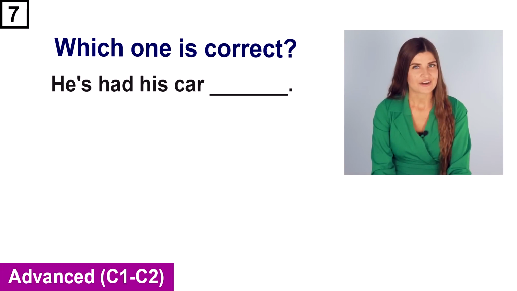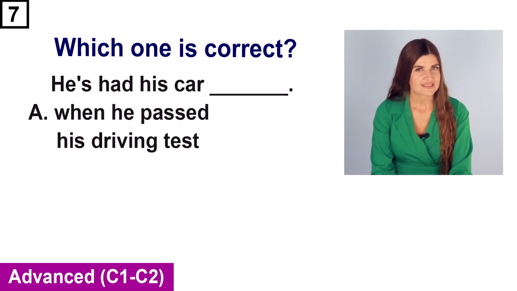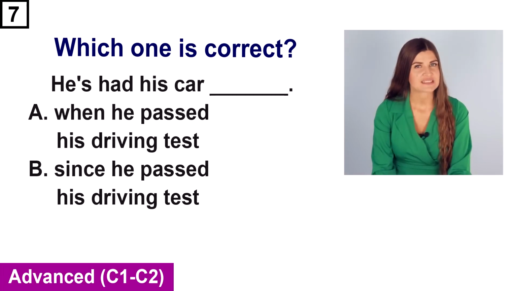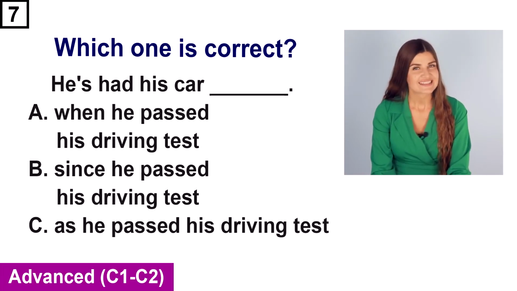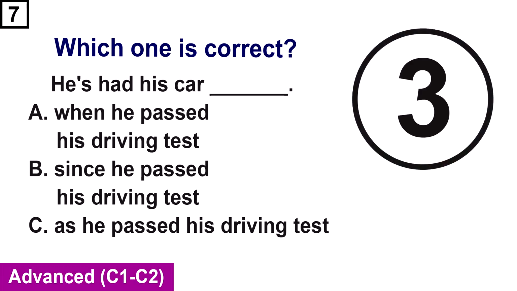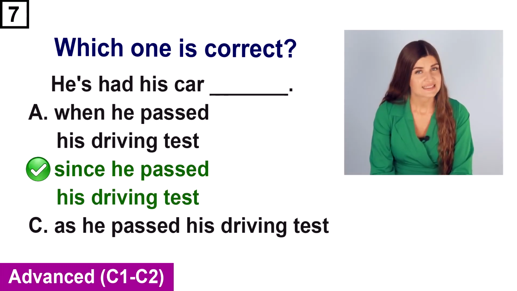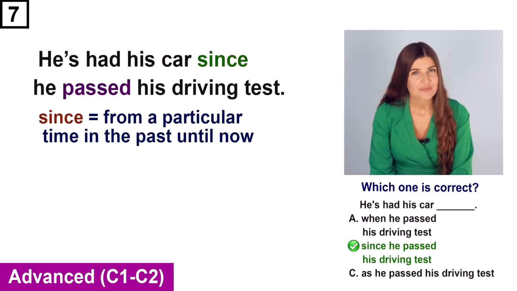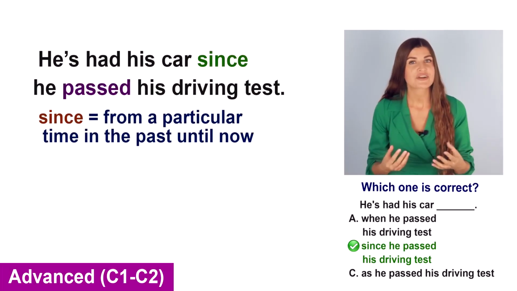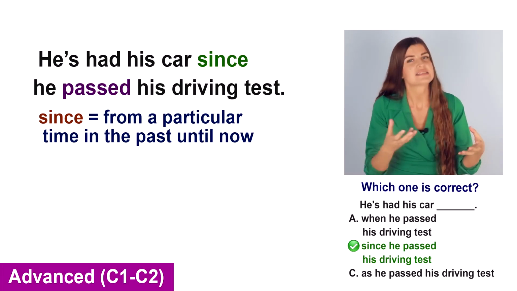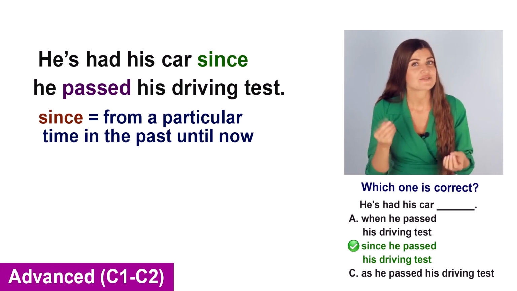The next question. He's had his car. A. When he passed his driving test. B. Since he passed his driving test. C. As he passed his driving test. He's had his car since he passed his driving test. Since is an adverb of time. Here we have the situation where he had his car from a particular time in the past until now. That's why the answer is B.